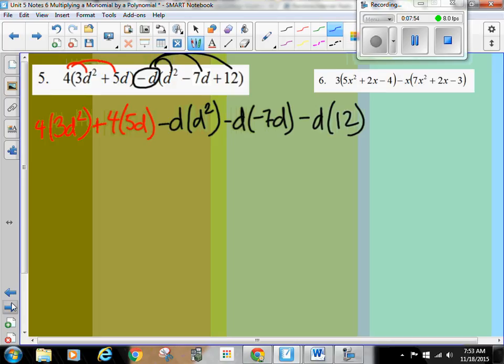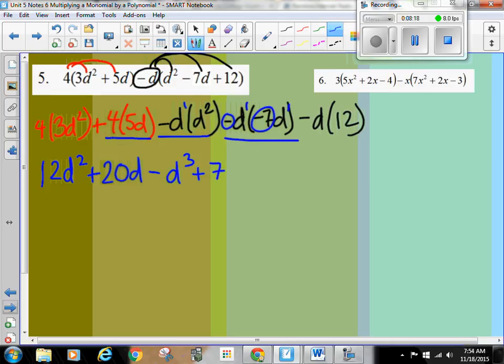So 4 times 3d squared gives us 12d squared. My next term, 4 times 5d, we get 20d. All right, negative d, remember that has a 1 power, times d squared, we get negative d to the third. Okay, remember these both have 1 powers. So negative d times negative 7 turns into a positive 7d squared. Then we have negative d times 12, which gives us negative 12d.